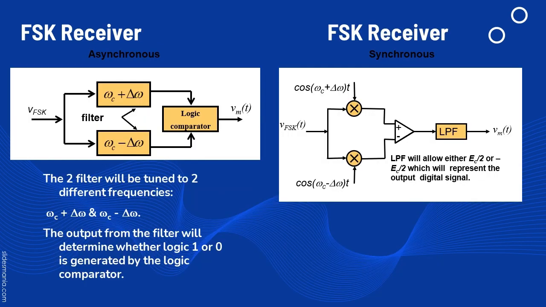For the FSK receiver, there are two types, asynchronous and synchronous. Here we can see the difference between these two images. On the left is asynchronous. They have two filters here, and then it combines by using a logic comparator. On the right is synchronous. We have two mixers and we have an amplifier, and we filter it by using a low pass filter.